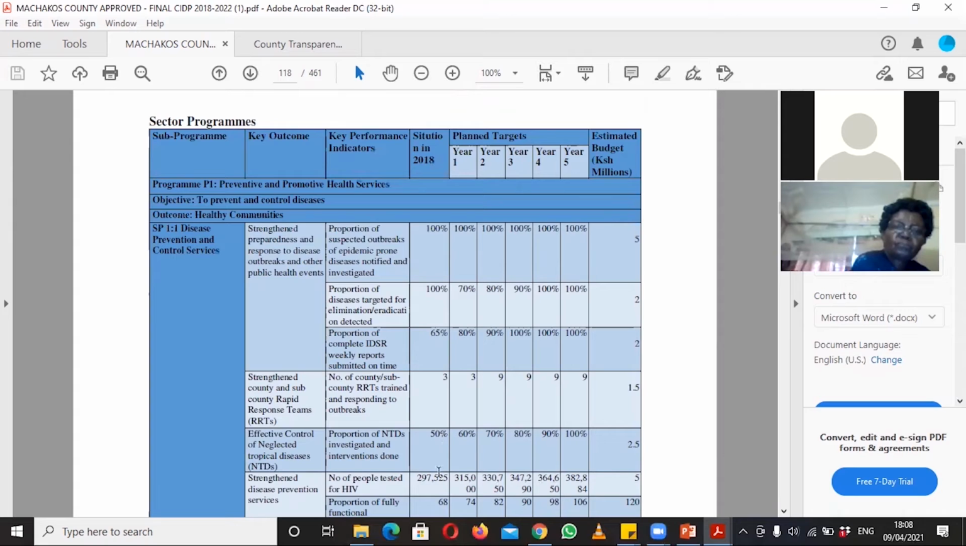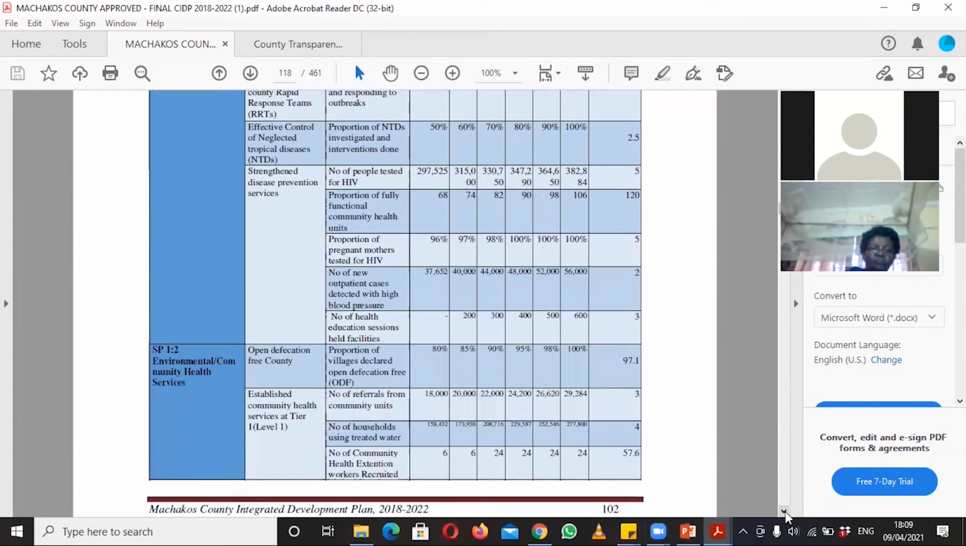And there is also a baseline, the situation in 2018. So in 2018, it is 297,525. But for this current financial year, the target is 382,884, and the amount of money they have estimated to use is 5 million. It seems this 5 million is supposed to cut across, so you divide the 5 per year to know how much money they are supposed to use to reach this particular target.